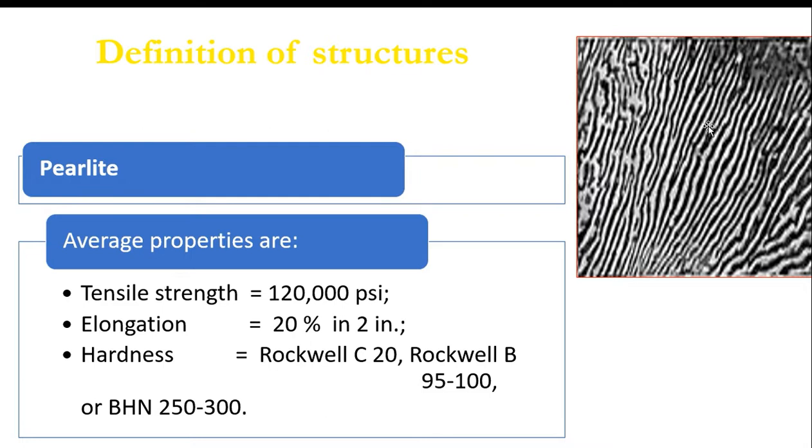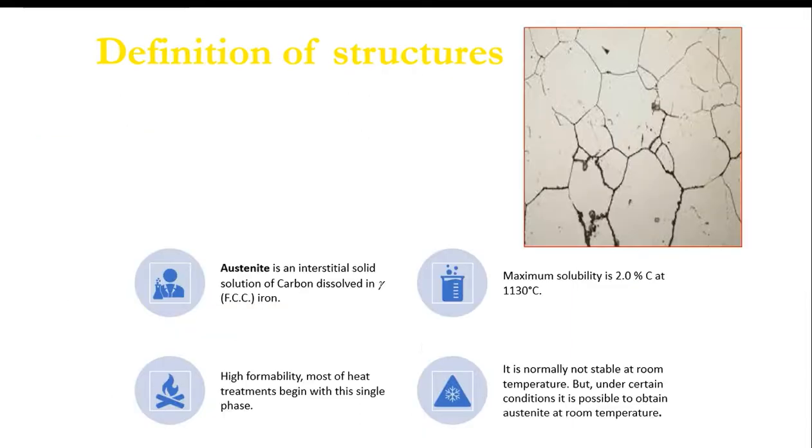So if you have a pearlitic structure like this, so you can apply a tensile strength of 1200 psi. The previous case it is 40,000. So if you have this kind of lamella structure, your tensile strength will increase. Then elongation again 20%. Hardness, it is also high, right?